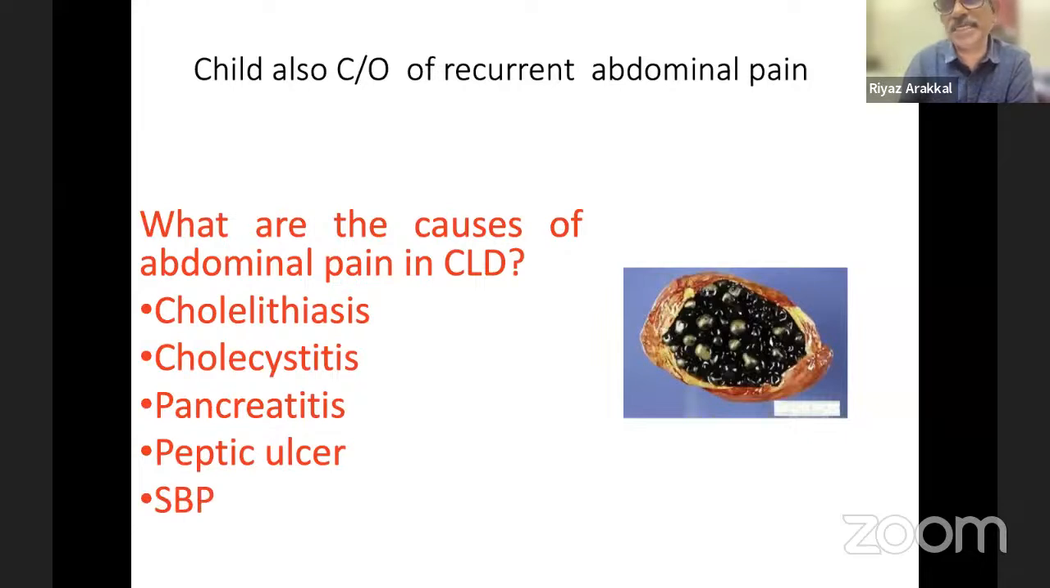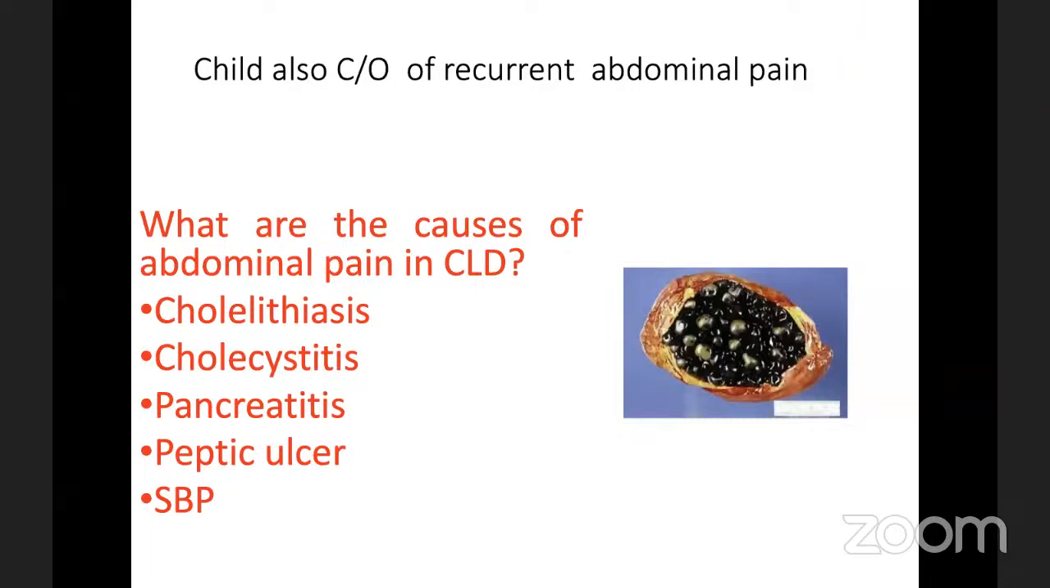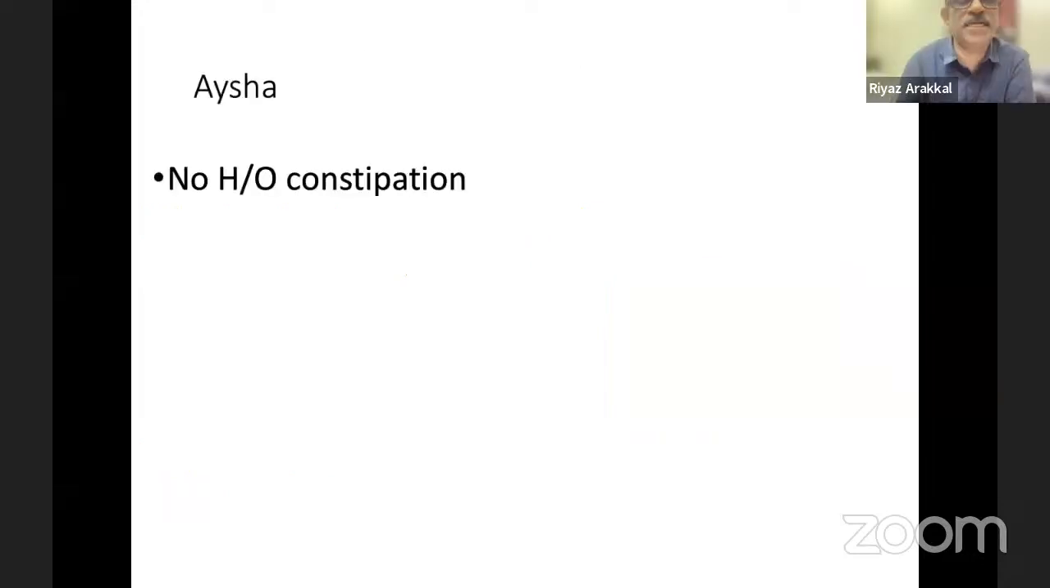Another complication is SBP. What is SBP? Spontaneous bacterial peritonitis. Which other non-gastro condition can also cause SBP? Any other condition in the chat box? Nephrotic syndrome. That's right. Nephrotic syndrome can also cause spontaneous bacterial peritonitis.